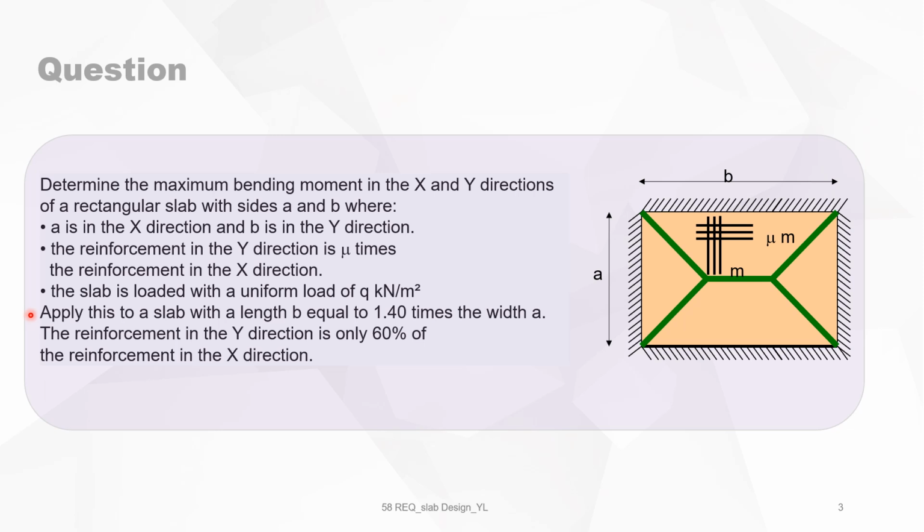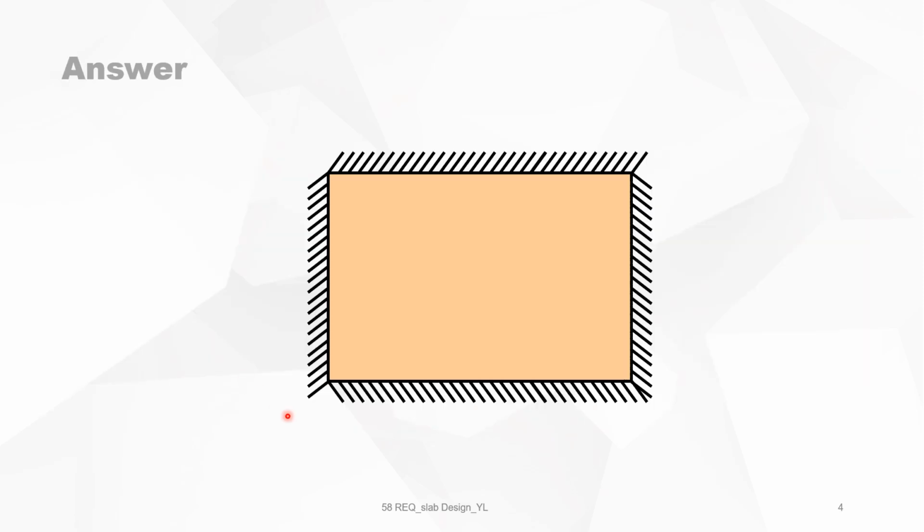Apply this formula to a slab with a length B equal to 1.4 times the width A, and the reinforcement in the Y direction is only 60% of the reinforcement in the X direction. So we look at the rectangular slab, simply supported on all sides. The width is A and the length is B, and A is the X direction and B is the Y direction.